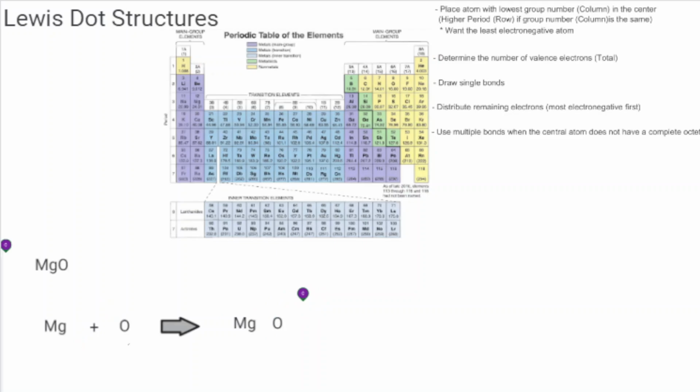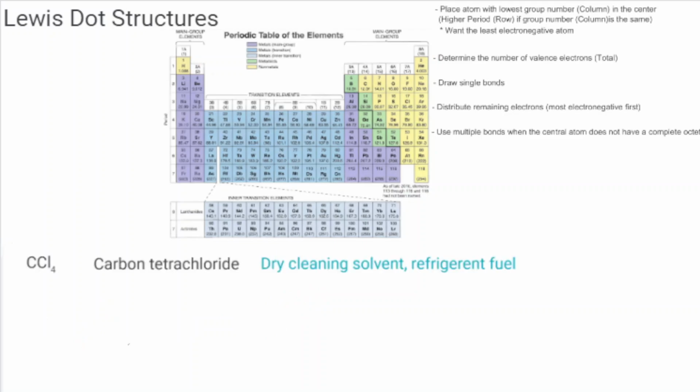Alright, so typically what we'll come across are not ionic species that we want to draw Lewis dot structures for. Typically we want to do it for ones that have covalent bonds. So this is normally when you have 2 nonmetals coming together. Such is the case for carbon tetrachloride, or CCl4. Generally this is used as a dry cleaning solvent or as a refrigerant for fuel. It's also one of the most toxic things for your liver.